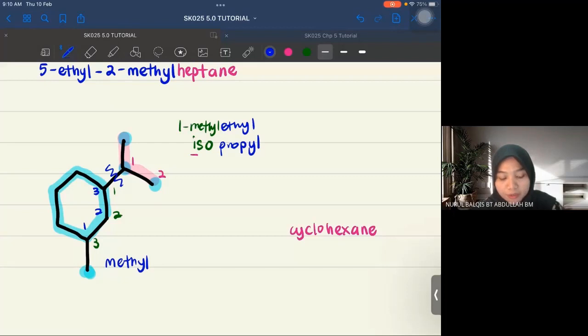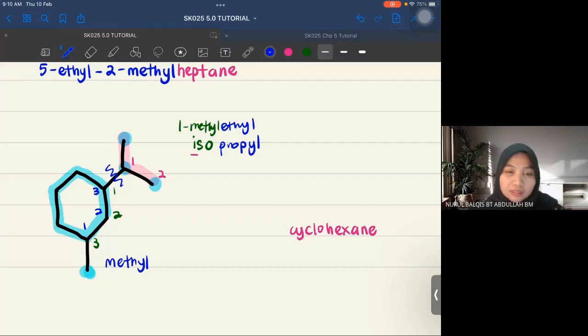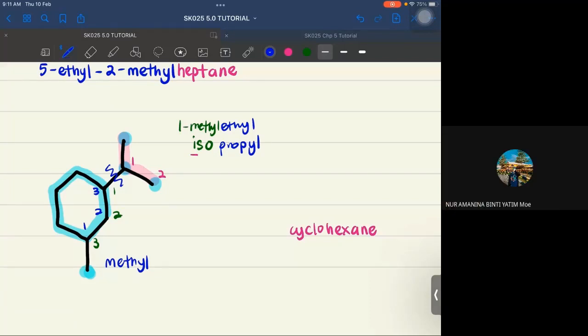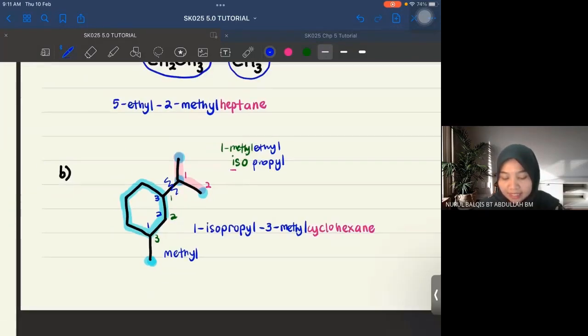You want to use numbering using the green one or the blue one? Green. The green one. Okay, so the green one suggests the name is going to be? Tell me, quickly, I want to write. What is the name? 1 hyphen isopropyl, and then hyphen 3 hyphen methyl cyclohexane. Yes, 1-isopropyl-3-methylcyclohexane. So this is the name of the second compound.